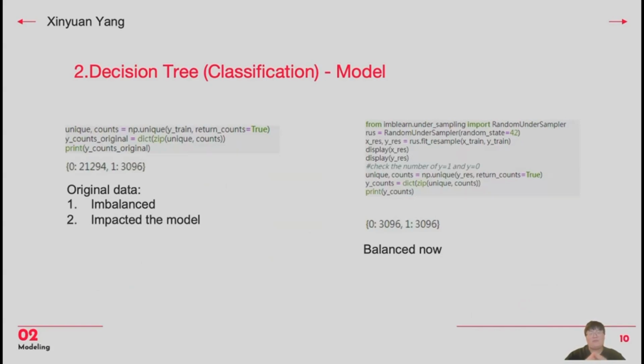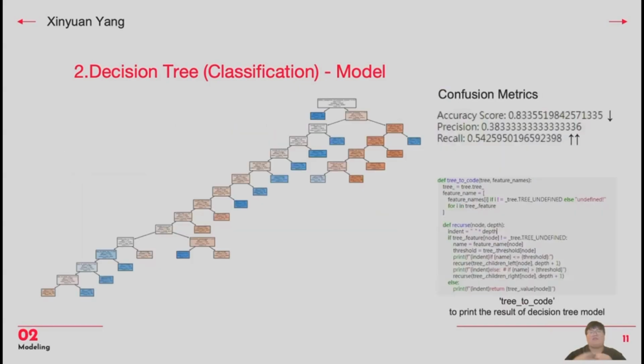At the end of variable processing, the number of y equals 1 was the same as the number of y equals 0, which was 3096. We named the new variables YRES and XRES. After generating the decision tree, we found that the plot did better at showing class 1 and class 0.